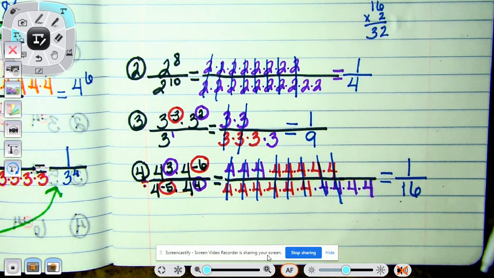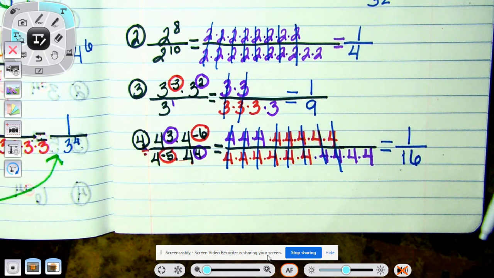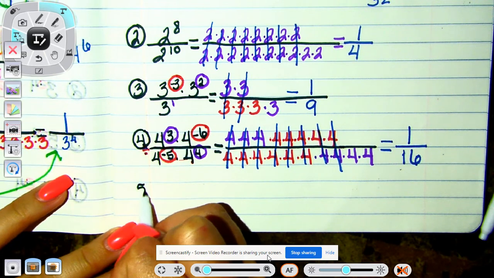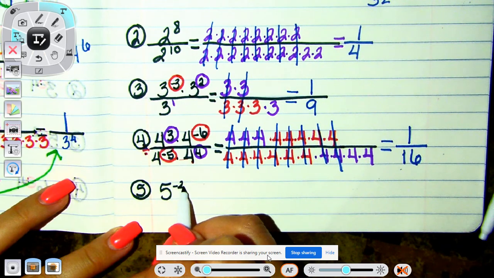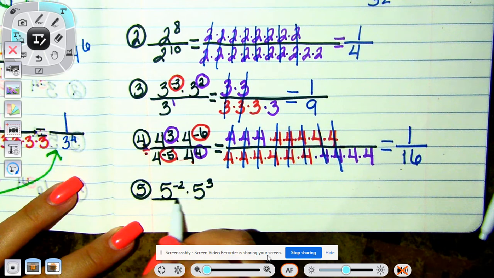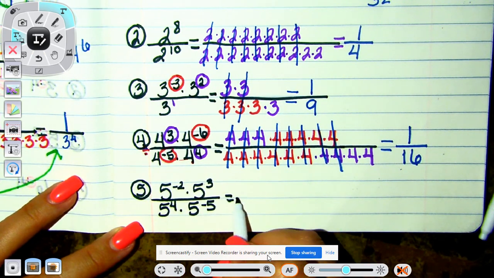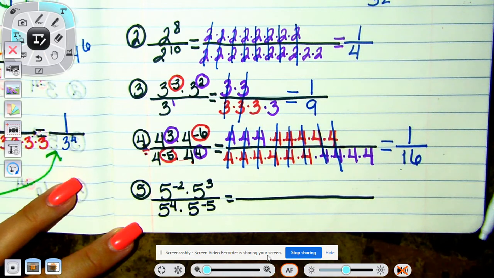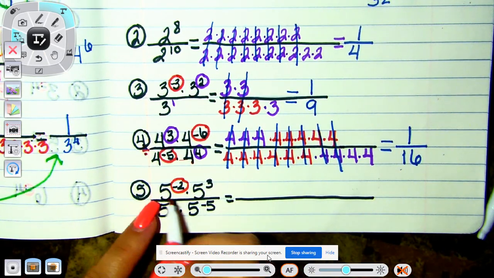Okay, no matter what, I think we need one more, just to take a breather, so we're okay. 5 to the negative second times 5 to the third divided by 5 to the fourth times 5 to the negative fifth. Okay, again, we're only doing the opposite whenever we see negatives. Okay, so here we are. First negative.